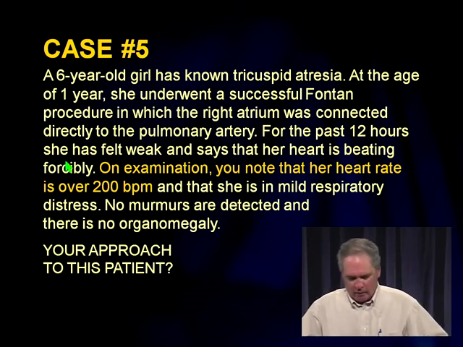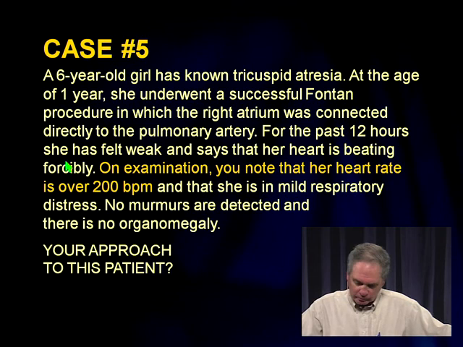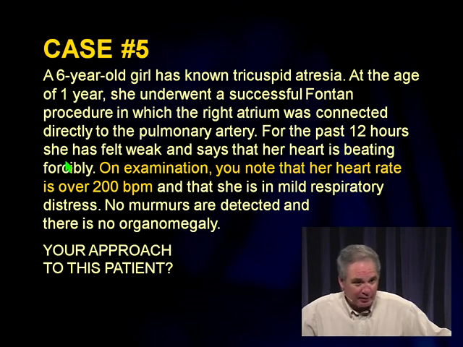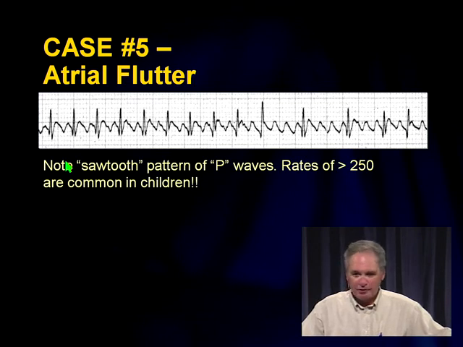Great. Okay, moving on. A 6-year-old girl with structural heart disease, known tricuspid atresia, had surgeries, atrial surgeries and stitches and everything to repair. We'll show you that later. And for the past 12 hours, not feeling good. Heart rate's over 200. Mild respiratory distress, no murmurs, no organomegaly. I think you might get an electrocardiogram here, okay? And it shows this typical sawtooth pattern, and in somebody with structural heart disease and extensive atrial stitching and surgery, think of atrial flutter. Notice the sawtooth pattern.